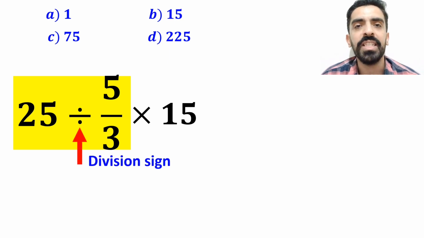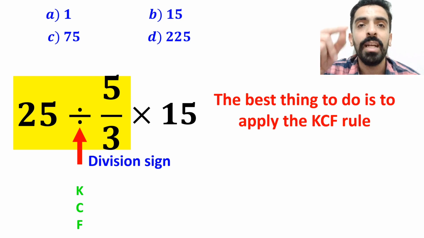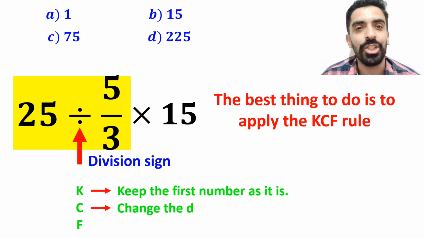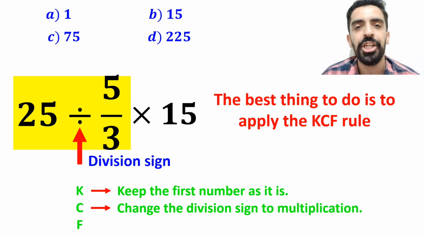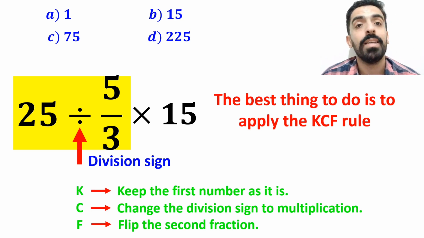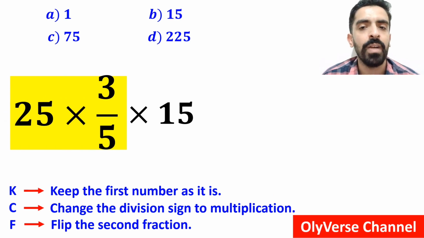Okay, whenever we see a division sign between two terms, the best thing to do is to apply the KCF rule. In this rule, K stands for keep the first number as it is, C stands for change the division sign to multiplication, and F stands for flip the second fraction. So, we remove the highlighted part and write this expression as 25 multiplied by 3 over 5.